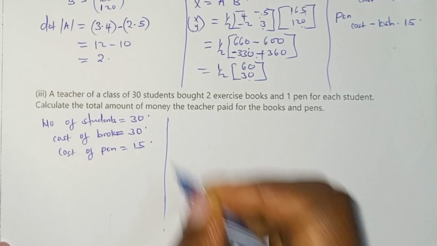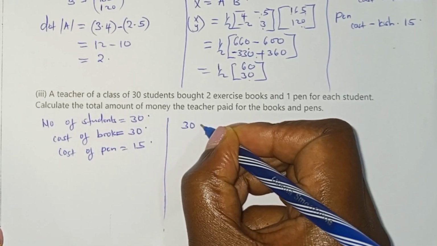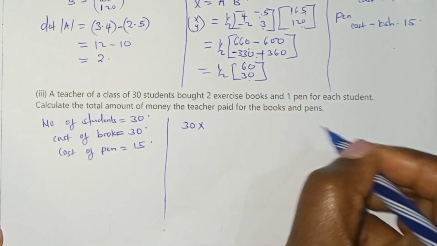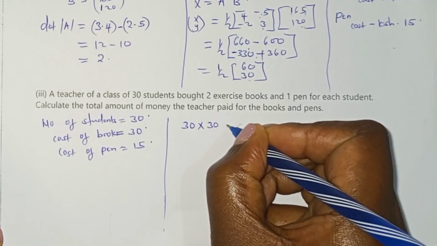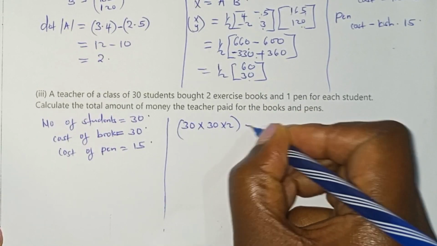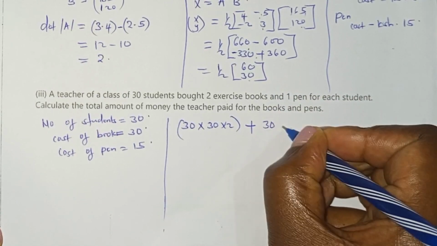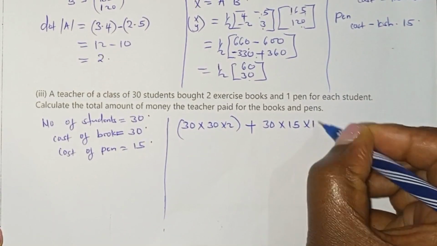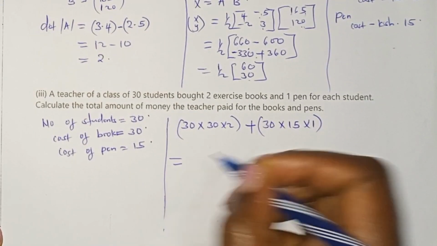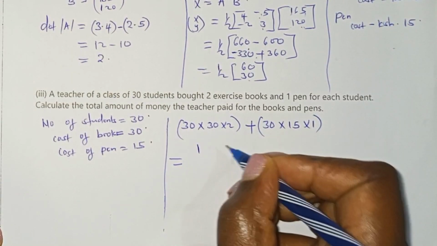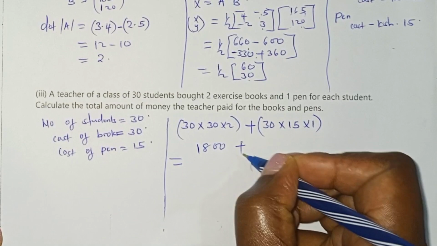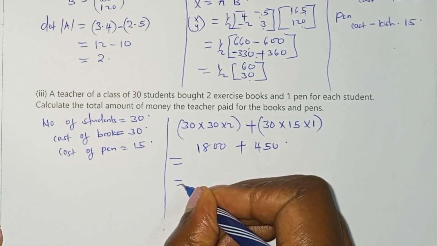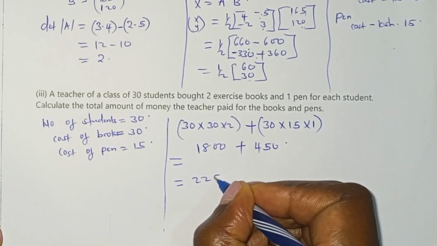So here we take 30, the number of students, times the cost of exercise books, which is 30, times 2, plus 30, the number of students, times the cost of pens, 15, times 1 shilling. So the total is 30 times 30 times 2, which is 1,800, plus 450. So 1,800 plus 450 gives us 2,250.